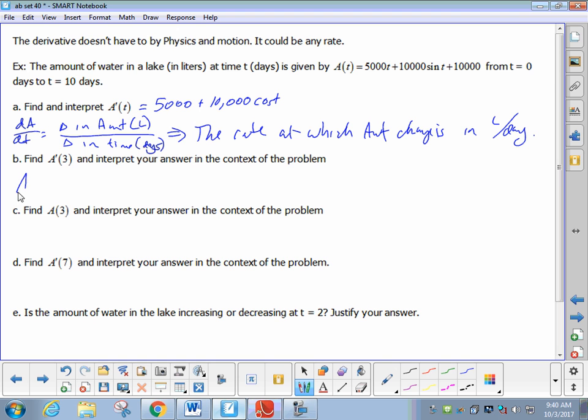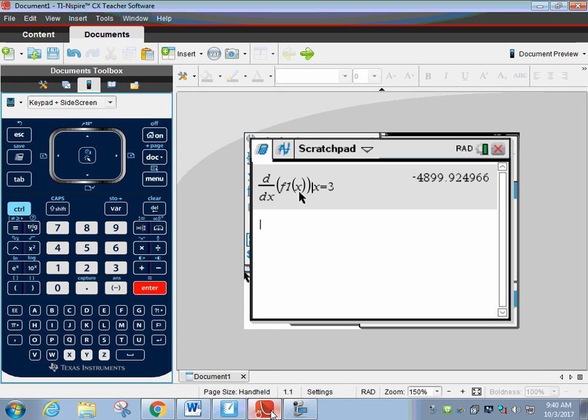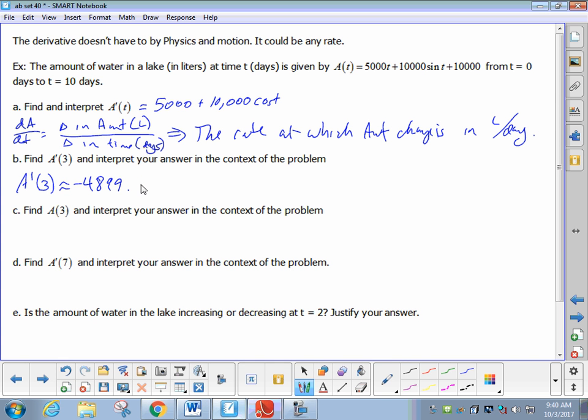Okay. Report your answer. A prime at 3 is approximately negative 4,899. Always give me 3 decimals: .924. You could go 924 or 925 or 9249. You could give me more than 3 if you like. All right, that's your answer, your numerical answer to the first part of the question.